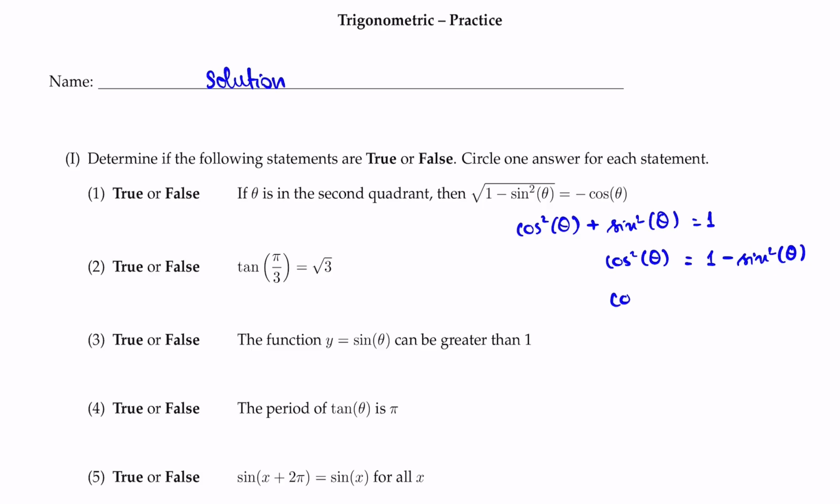Now you're going to take the square root on both sides of the equation, and you get plus and minus the square root of 1 minus sine square of theta. Now you have two values to consider, positive value and negative value, but you go back to the question, you see that theta is in the second quadrant, so you're going to choose the answer that cosine of theta is equal to negative square root of 1 minus sine square of theta. So for this particular equation, this is a true statement.